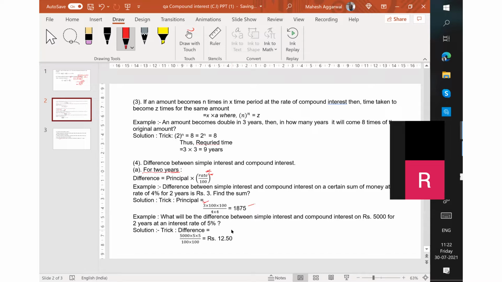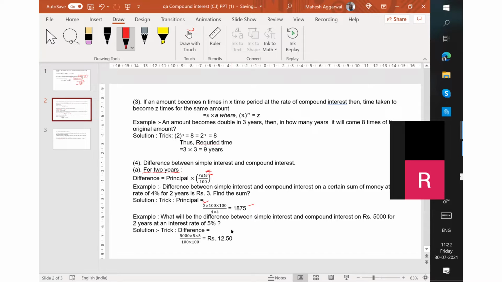Yes, Chirag, and 187.5. How much? 187.5. No, the answer is 12.5, my dear friend. Please recheck it. The formula to be used is here. This is square. Here it is square. Rate upon 100 square. Sir, yes, sir, it's 12.5. I have done the first question, sir. Okay. No problem. So you will get many questions in the exercise that you will be doing.